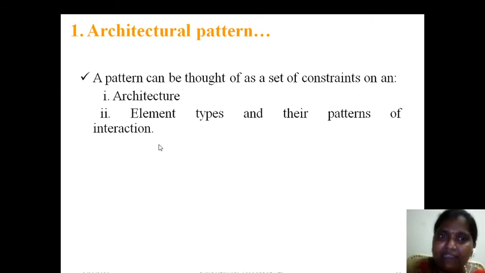Element types and their patterns of interaction. So what are the properties of the elements, and how are they going to interact? The author wants to explain this with the help of an example called client server. Client is one element, server is one element.